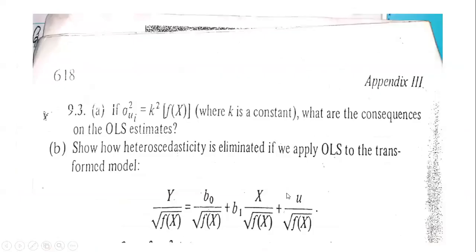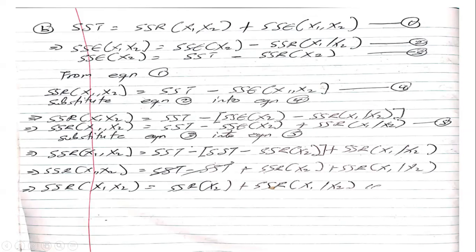I have this thing I always say: we have to know the end result and we play around it. So this is what the question wants us to prove. This is our end result. So let's play around with the solution.